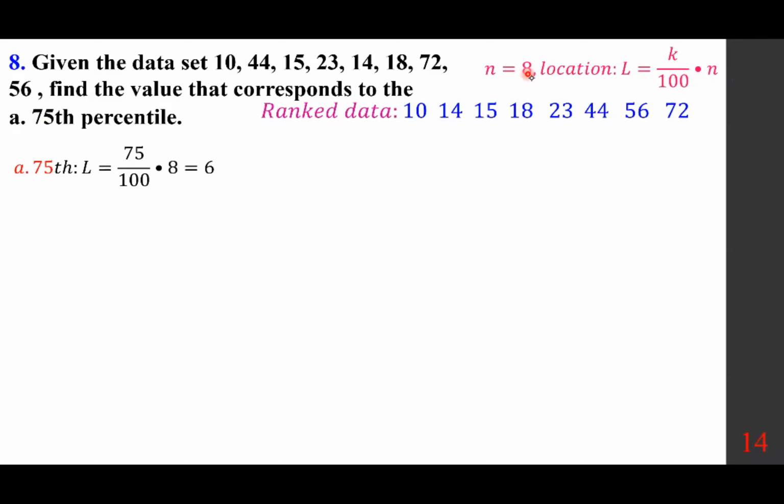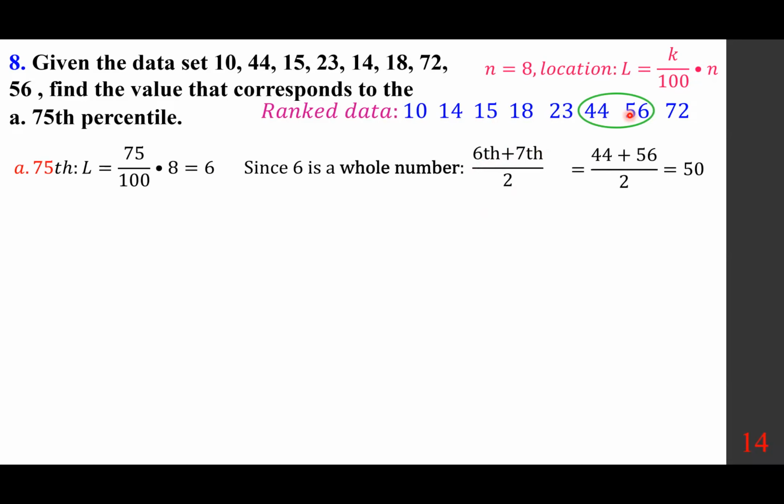Now, what statisticians do, because this is a whole number, they go in between the 6th and the next one, okay? A 7th one in essence. So 1, 2, 3, 4, 5, 6, and 7. They go in between. 44 plus 56 divided by 2. That gives us 50.